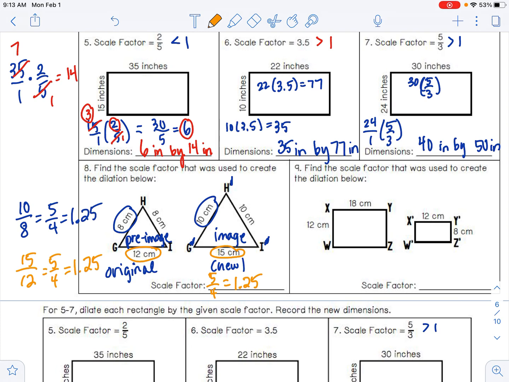Scale factor does not get a label on it. It's just a numerical value. It's what we use to multiply by to get the new figure. So if I go back here and I say what happened to my pre-image to get to my image, I can say everything multiplied, all the side lengths, I'll clarify that, all the side lengths multiplied by 1.25 to create a similar triangle. All right, y'all pause the video real quick and try number 9.